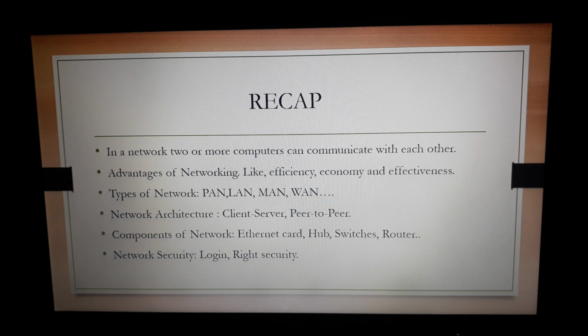It means to protect your data from unauthorized access. You have to set network security. There are two levels of security: login and write security. Got it, students? Okay, so this lesson is over.